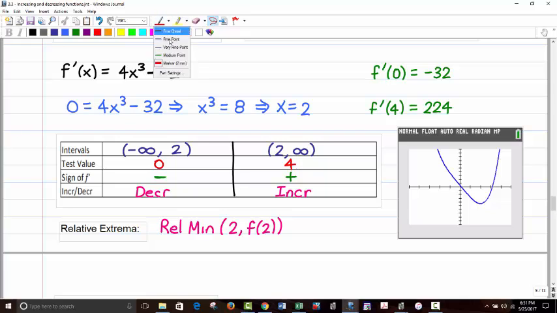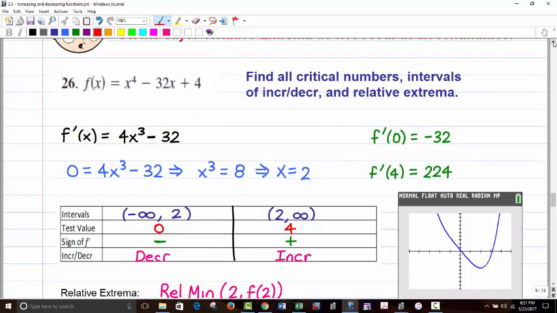So we have 224, positive. That's all we care about, the positive, not the 224. There's the plus. We have decrease, we have increase. We have a relative minimum at 2, comma, f of 2. To get that y value, plug 2 back in here. Let's see what it is. That's 2 to the 4th is 16, minus 64 is negative 48, negative 44.